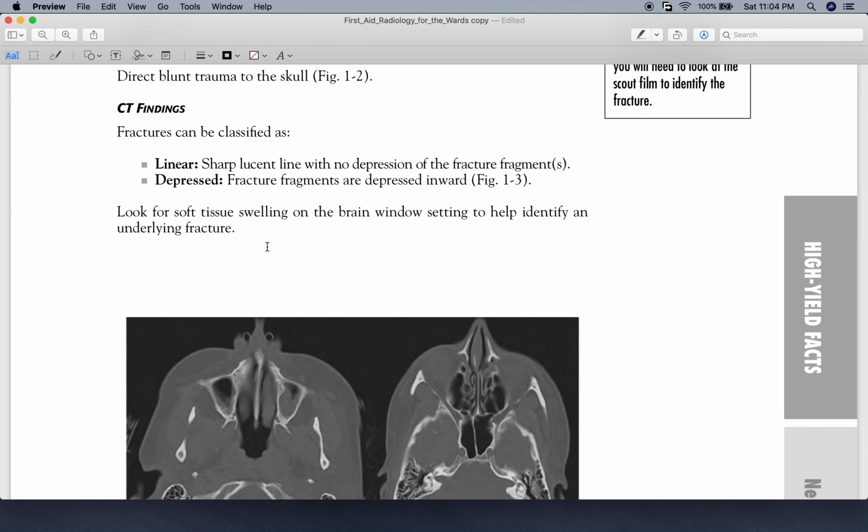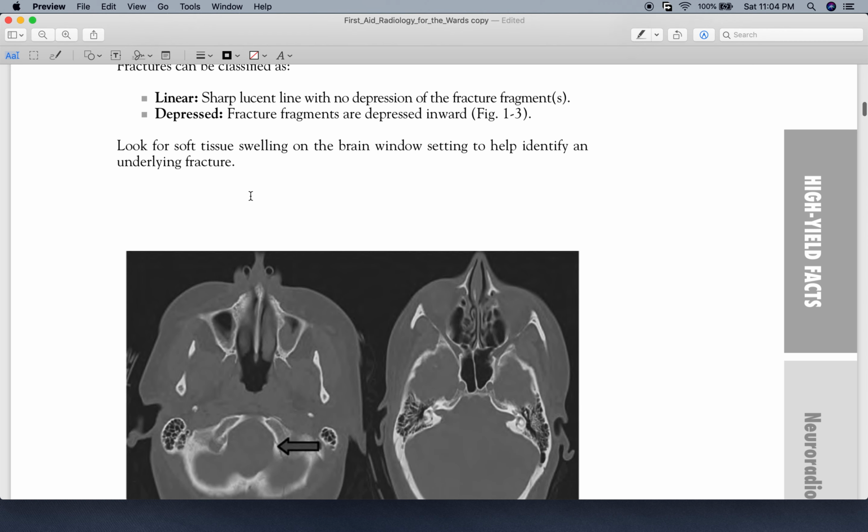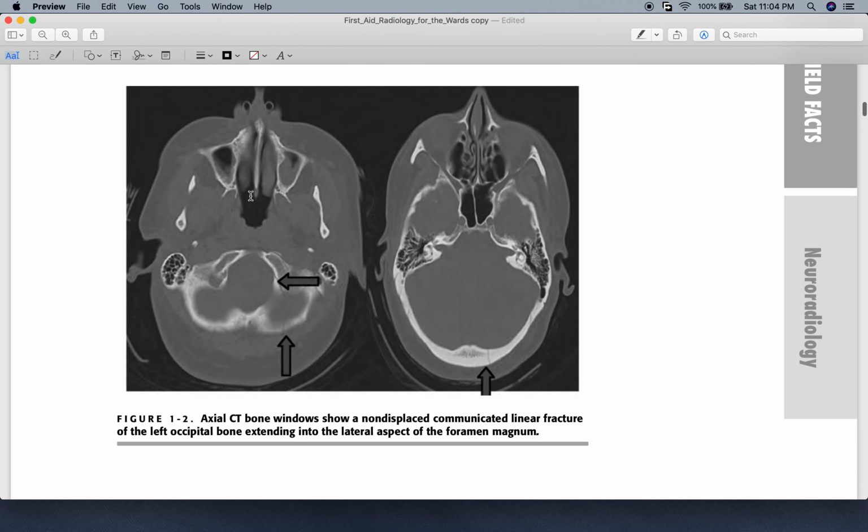Linear fracture is a sharp lucent line with no depression of the fracture fragment or fragments. The depressed one, however, is where the fracture fragments are depressed inward. So let's take a look at this photo below.